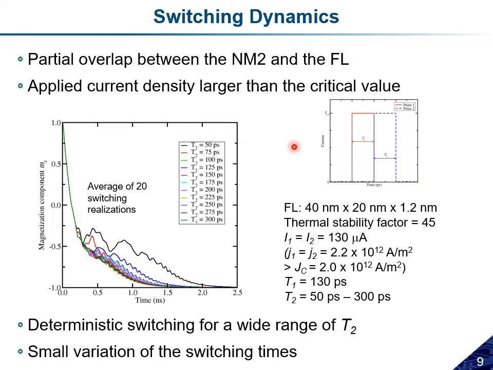But what we can observe in this picture is that the switching is deterministic across a wide variation of the second pulse width, as we can see here, and also that the switching times are practically constant, so they change only slightly for a wide range of second pulse width variations.